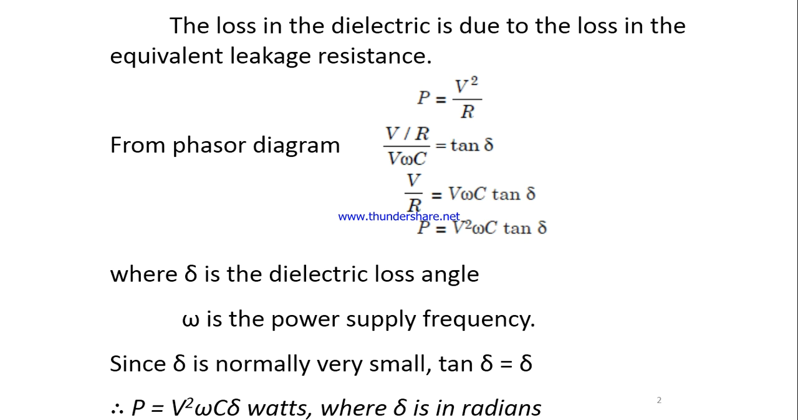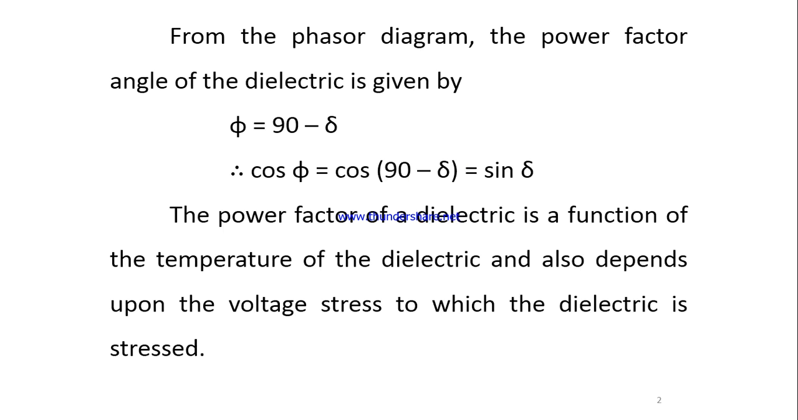P is equal to V square omega C tan delta. Delta is nothing but the dielectric loss angle and omega is the power supply frequency. Since delta is normally very small, we consider tan delta as delta itself. So P is equal to V square omega C delta watts is the equation for calculating the dielectric losses. From this, we know phi is equal to 90 minus delta, so cos phi is equal to cos of (90 minus delta), which is equal to sin delta.